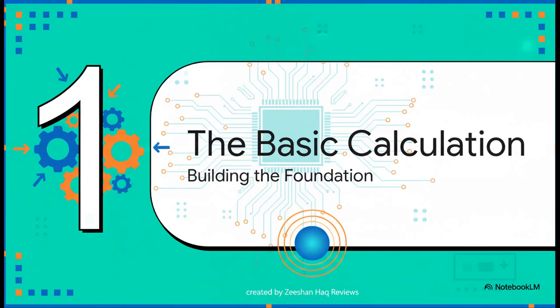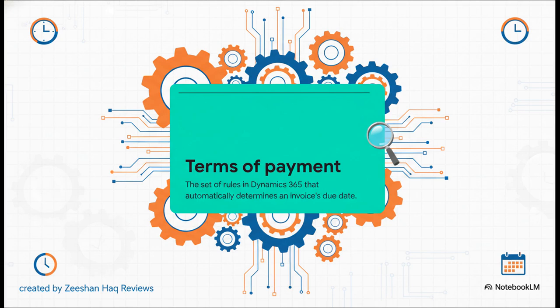All right, so let's start with the absolute basics. At its core, the logic is actually super simple, and it all begins with one central idea. This right here, this is the engine behind absolutely everything. In Dynamics 365, terms of payment isn't just some label you stick on an invoice. No, it's a powerful set of instructions that tells the system exactly how to figure out a due date. You're going to want to remember this term because we're going to see how it controls all the logic we talk about today.